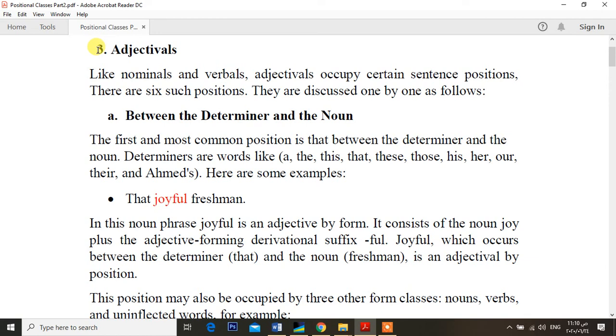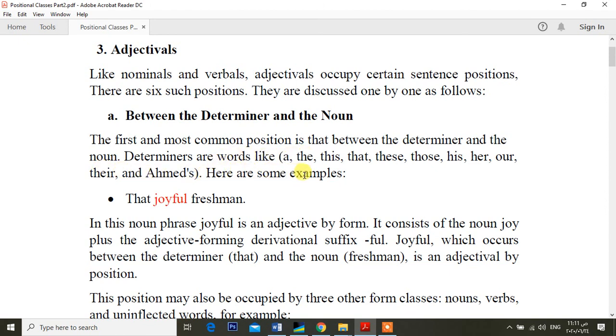Let's start with adjectivals. Like nominals and verbals, adjectivals occupy certain sentence positions. There are six such positions. They are discussed one by one as follows. The first one, between the determiner and the noun. The first and most common position is that between the determiner and the noun. Determiners are words like a, the, this, that, these, those, his, her, our, and Ahmed's.